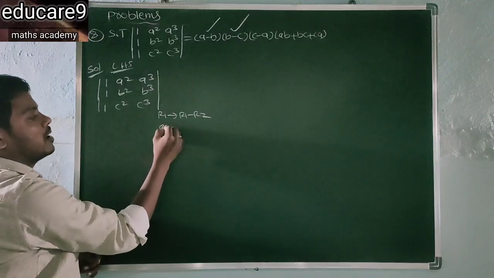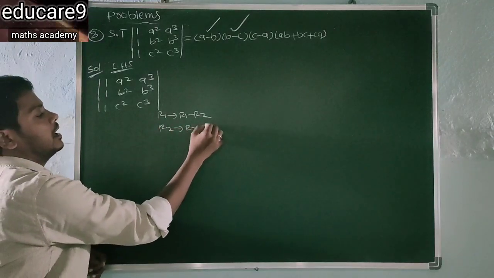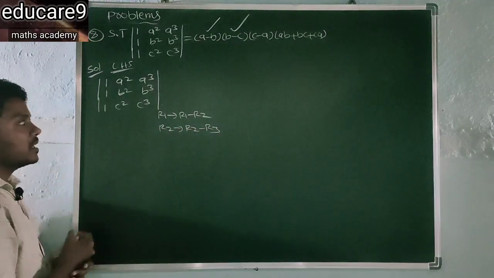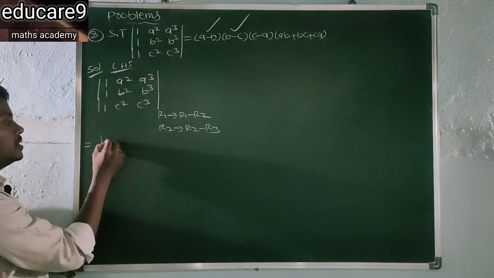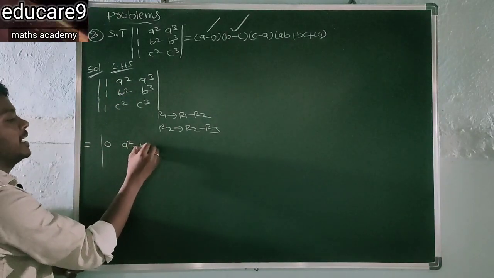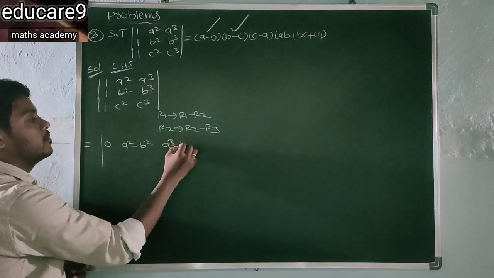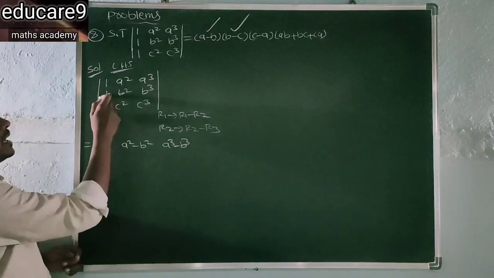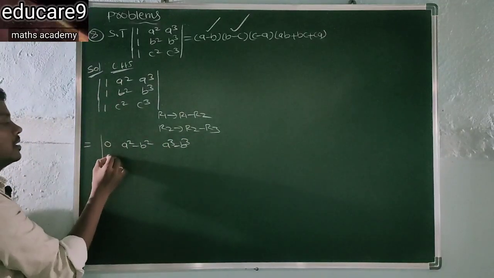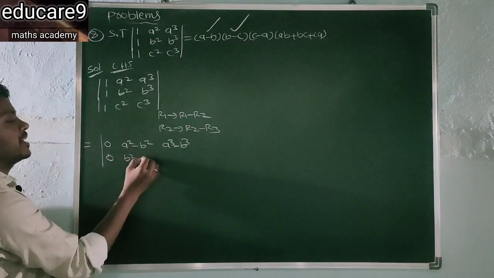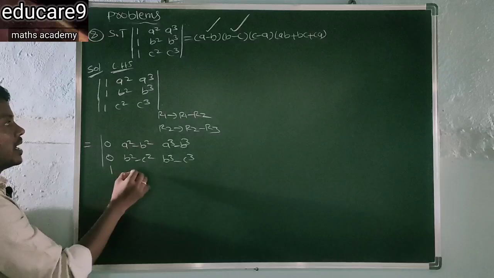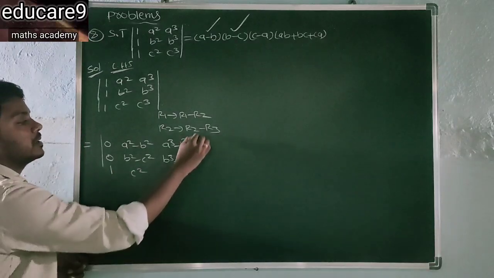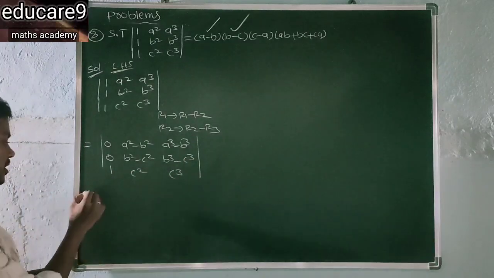So do R2 implies R2 minus R3. So what is this value? 1 minus 1, 0. A square minus B square, A cube minus B cube. Next one, R2 minus R3, that is 0. B square minus C square, B cube minus C cube. So 1, C square, C cube. Now this is what?